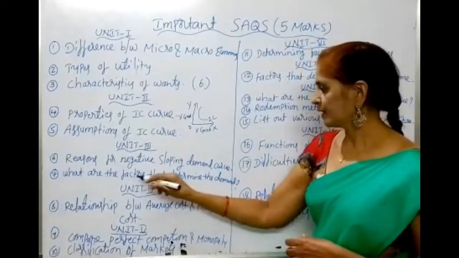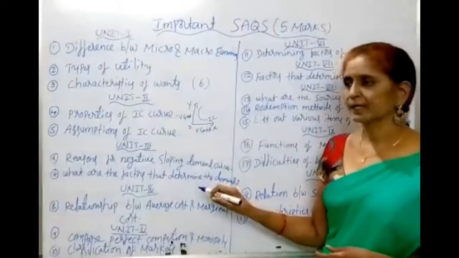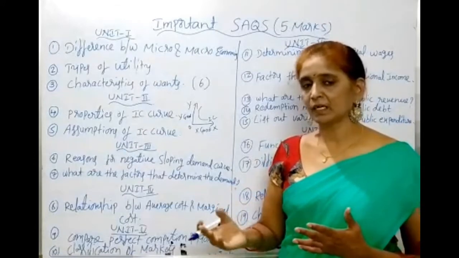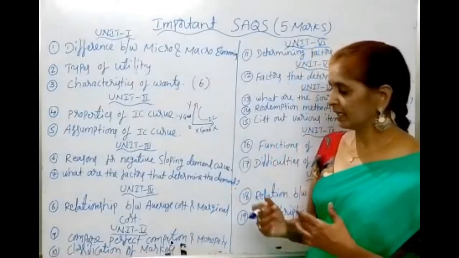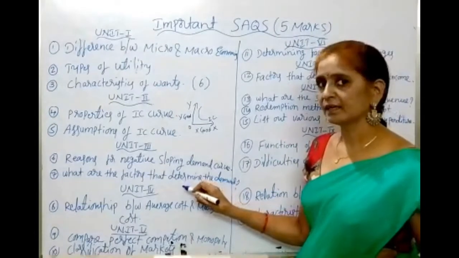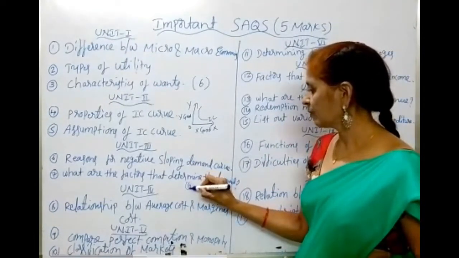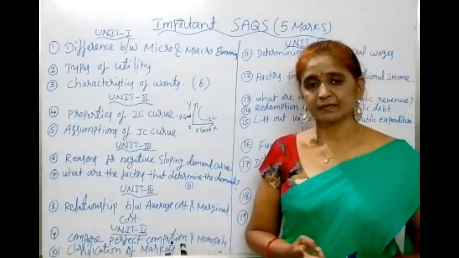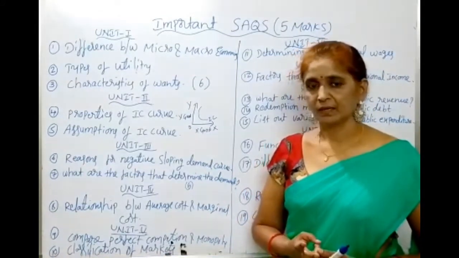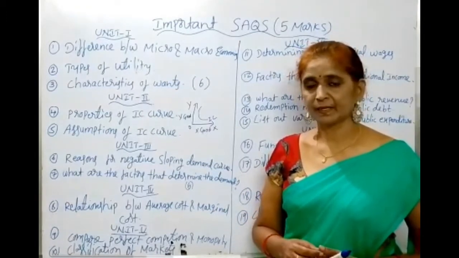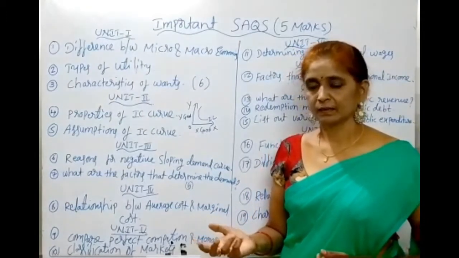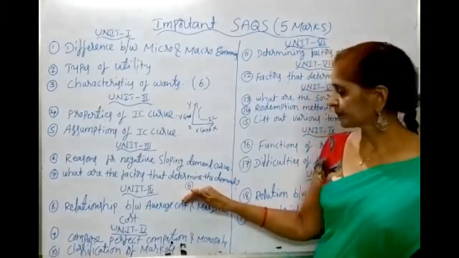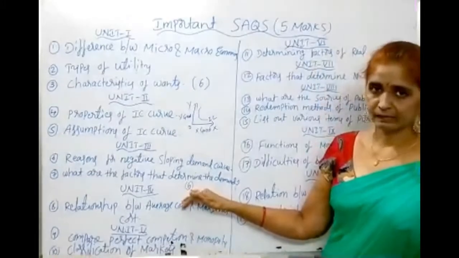And next, children, what are the factors that determine demand? It is also an important question. For this answer, first you have to present the meaning of demand. What is demand? And later, so many determinants are there. So choose any 5 or 6 among all the determinants, that is, price of the commodity, prices of substitutes, income of the consumer, taste and preferences, technology, like that, children. Don't write all the side headings.